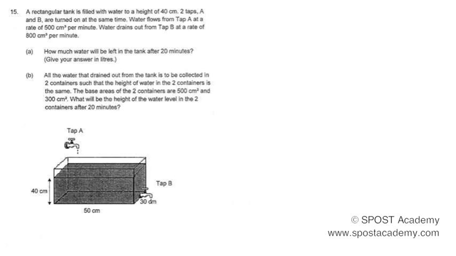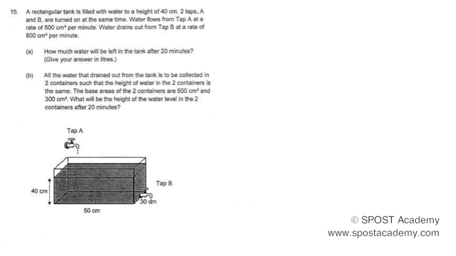A rectangular tank is filled with water to a height of 40 cm. Two taps A and B are turned on at the same time. Water flows from tap A at the rate of 500 cm3 per minute. Water drains out from tap B at the rate of 800 cm3 per minute. How much water will be left in the tank after 20 minutes?